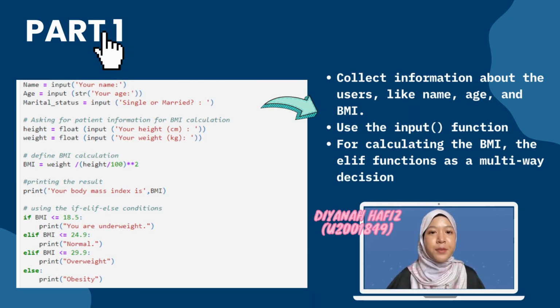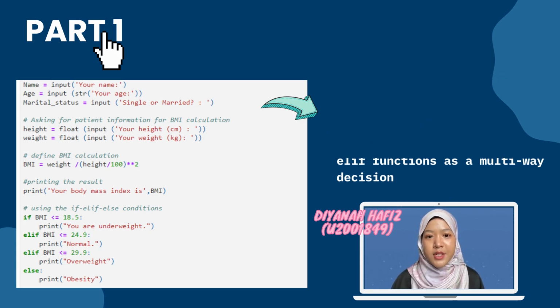We will collect information about the user like name, age, and the BMI. This part will use the input function to get a variety of answers from the user. For the calculating of the BMI, the elif function is a multi-way decision that is used to classify the body as either underweight, normal, overweight, or obese. So from this, we know a little background of the user that uses our program. So we will continue for the next part to Wan Nur Syafika.